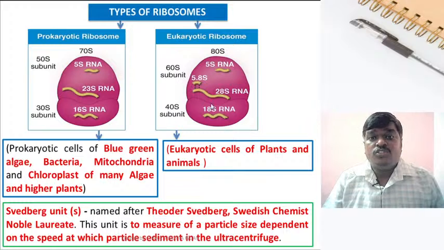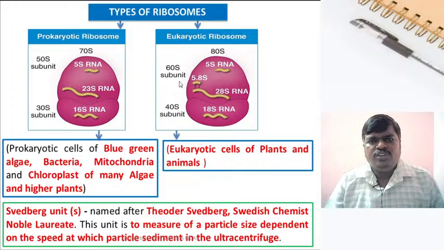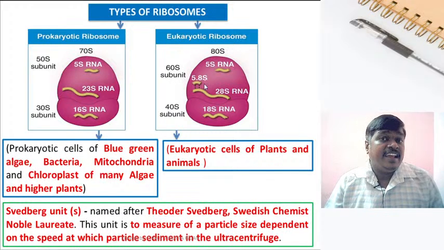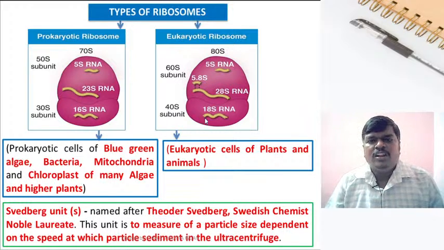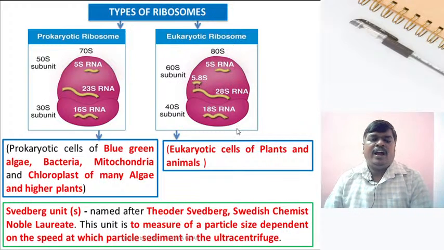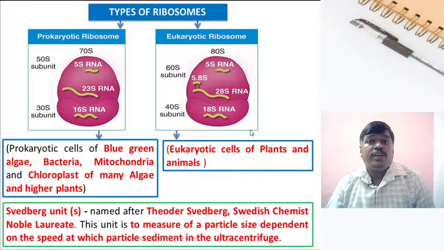80S contains 2 units. One is 40S and the other 60S. The small unit is called the 40S unit, the large unit the 60S unit. And you can see that different types of RNA are present: 5S RNA, 5.8S RNA, 28S RNA and 18S RNA. These are the different RNA units present in eukaryotic ribosomes.